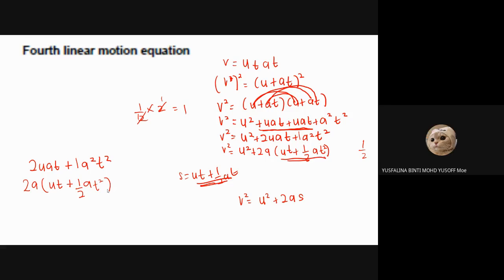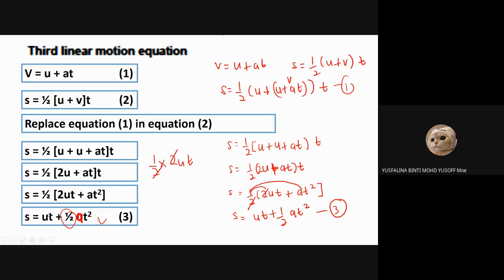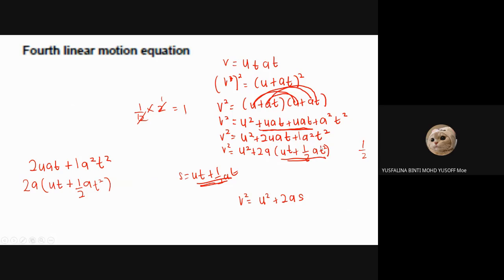Thank you. Okay, all right, welcome. Any question? It's because we only want to change this one to UT plus half AT square. So you can simplify it, then you know this one S is UT plus half AT square, right? So that's why you have to factorize it, so you can get this one, then you can change this one to S. Okay, so this is the fourth equation.